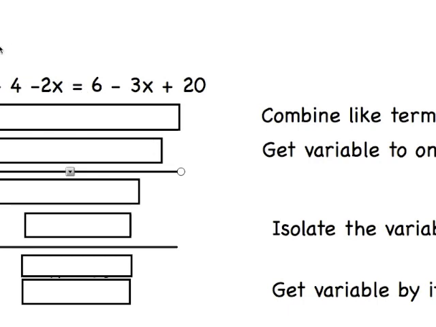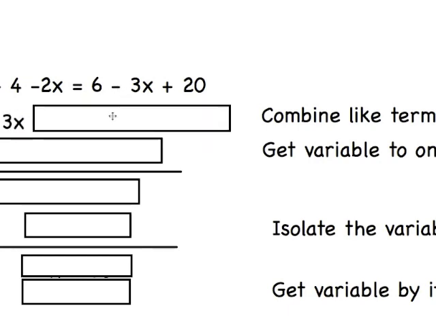Example 2. 5x minus 4 minus 2x equals 6 minus 3x plus 20. As you can see, there's a lot of things on the left-hand side and a lot of things on the right-hand side, and so we're going to need to combine some like terms on each side. If we look at just the left-hand side, we have 5x minus 4 and minus 2x. Well, there's two different sets of x's. We have 5x's and negative 2x's. So when we combine those, 5x minus 2x, we get a 3x minus 4.